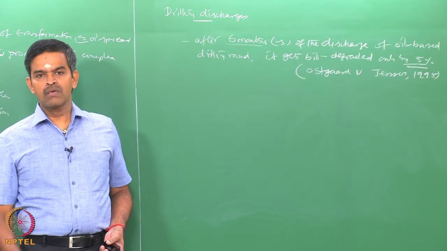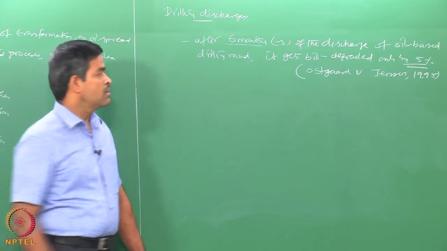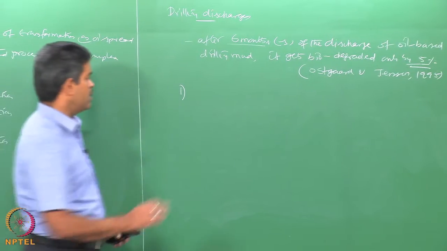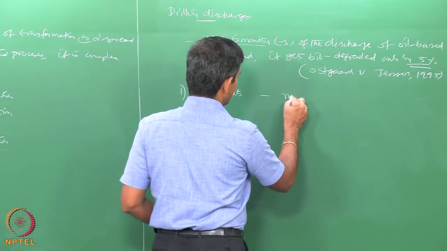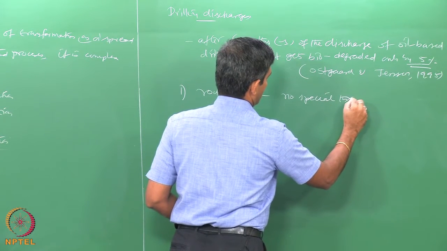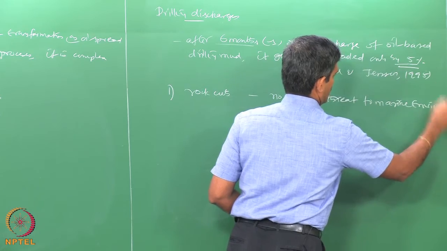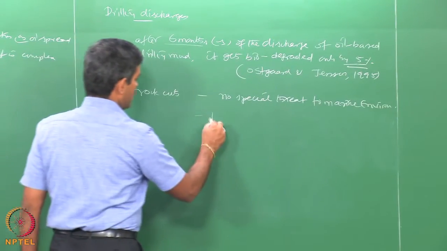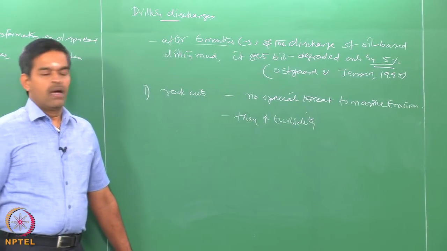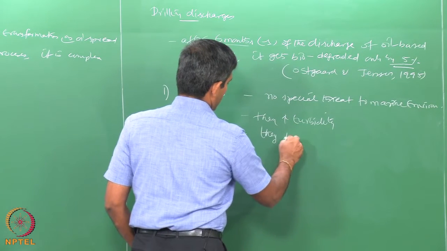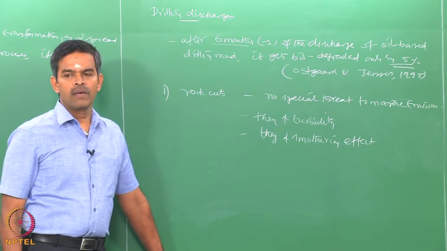Drilling cuttings or pieces of rocks which are crushed by the drilling bit, they actually do not pose any serious threat to the marine environment at all. So, the first component which essentially comes out of a drilling mud may be the rock cuts. They do not pose any special threat, but they increase turbidity and they increase smothering effect of the benthic organisms.